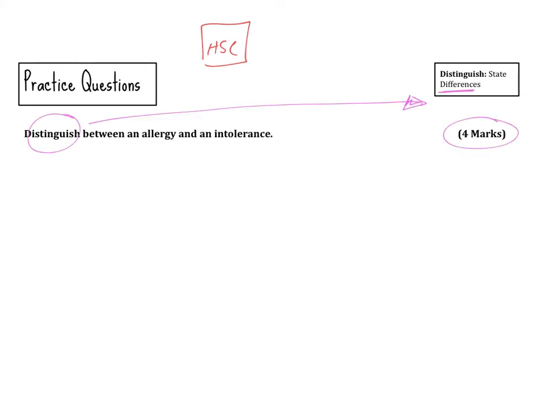So to begin, we're going to have a look at the verb in the question. The question says to distinguish between an allergy and an intolerance. Now the word distinguish means to state the differences between. And because this question is out of 4 marks, we need to have more than just one difference. I would actually recommend that you have 4 differences between an allergy and an intolerance. Now, the subject-specific terminology that's in this question, and the syllabus links are the words allergy and intolerance.